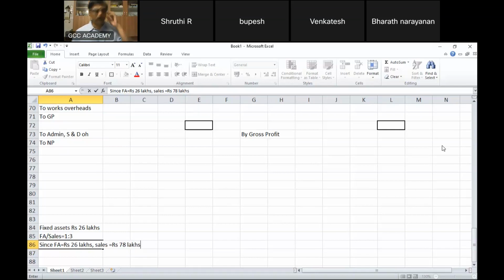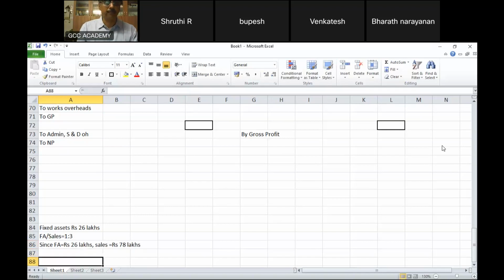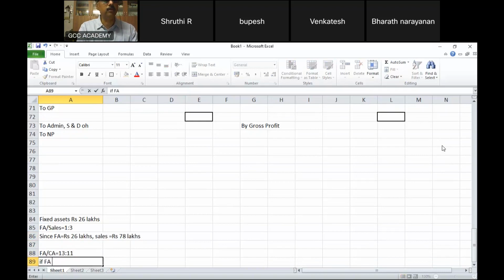So, this is a mathematical calculation where fixed assets is 26 lakhs and fixed assets to sales is 1:3. Sales are 3 times fixed assets, so 78 lakhs. Okay, sir. Then there is one more formula. Fixed assets to current assets is 13:11. Fixed assets to current assets is equal to 13/11. So if fixed assets is equal to rupees 26 lakhs.